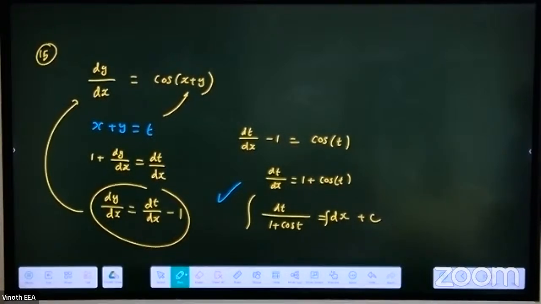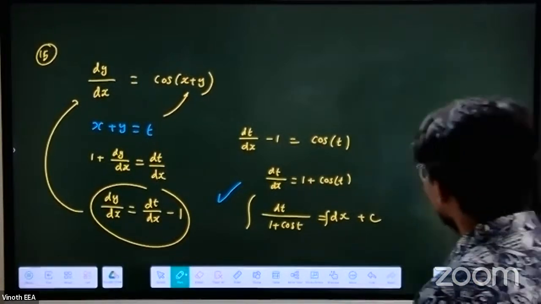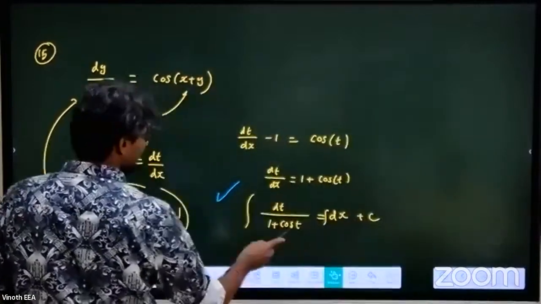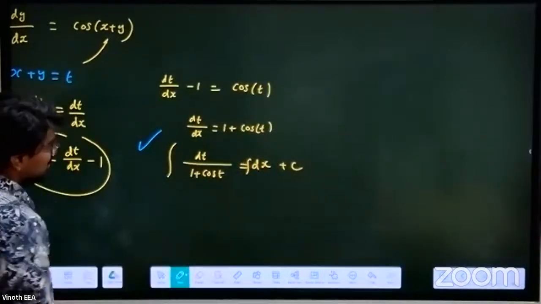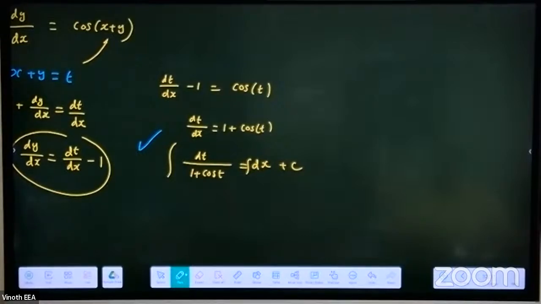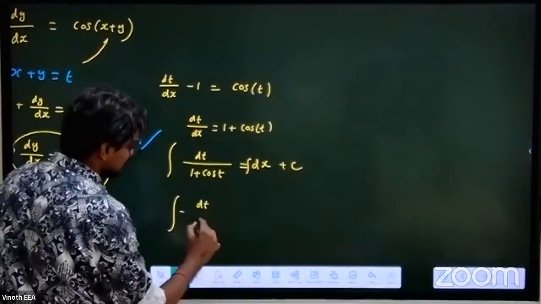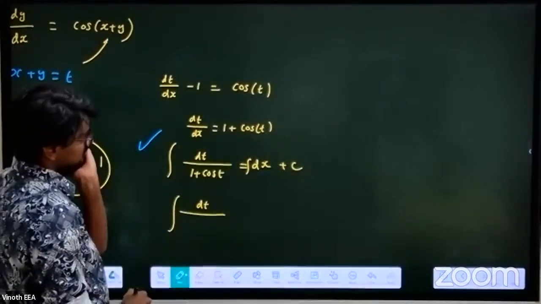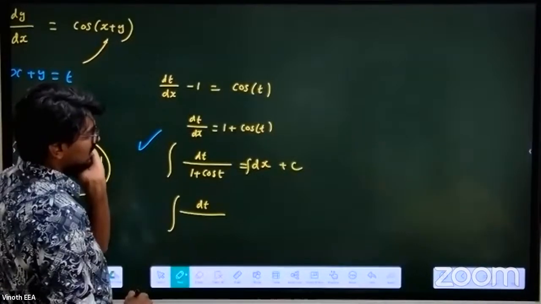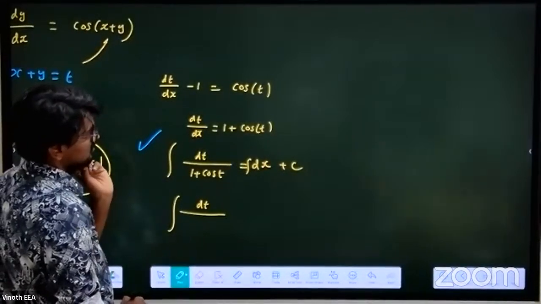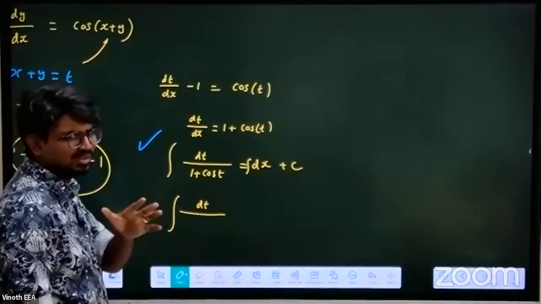What is the integration of 1 by 1 plus cos t? Integration of 1 by 1 plus cos t. I need to first change this. What can we replace 1 plus cos t with? 2 cos square theta by 2, or t by 2. Sure, because I don't remember.